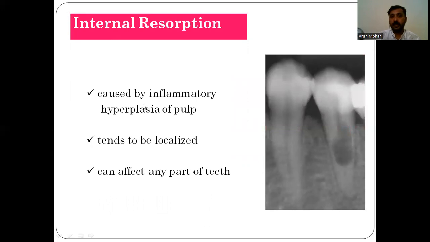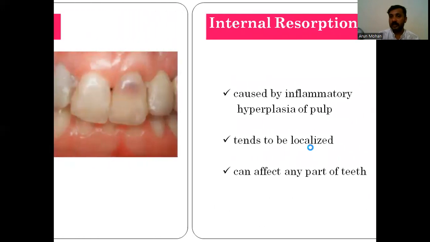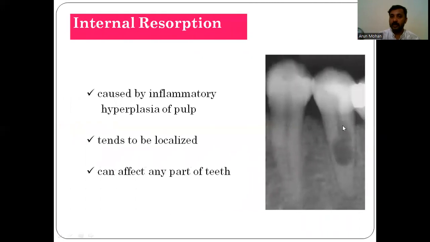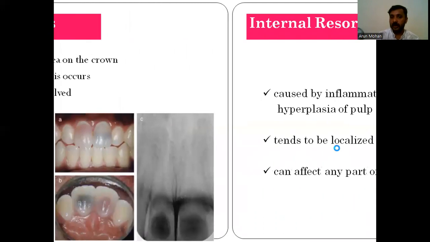So it's usually caused by inflammatory hyperplasia of the pulp. It tends to be localized in one region and can affect any part of the tooth. The crown, as we saw earlier, where it will be manifested as the pink tooth, or it can also occur on the root, as we see in this IOPA radiograph. It could be resorption in the root area also.